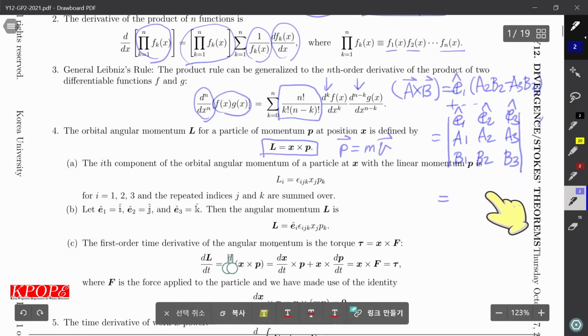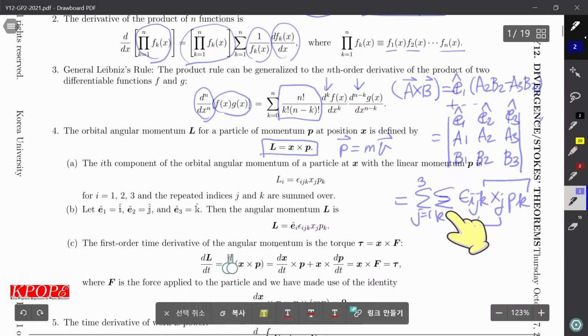That determinant is epsilon ijk xj pk. Here repeated indices j and k are summed over. So here j runs from 1 to 3, k runs from 1 to 3, and i is 1, 2, or 3.